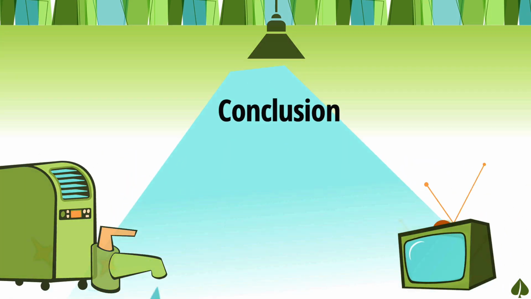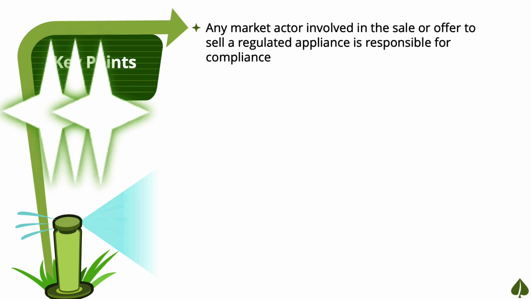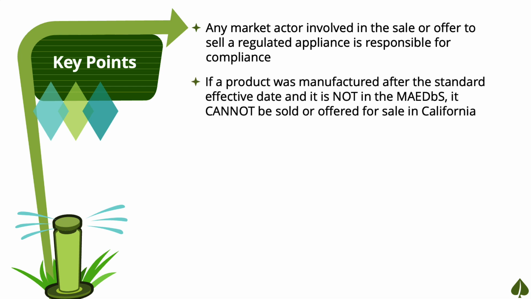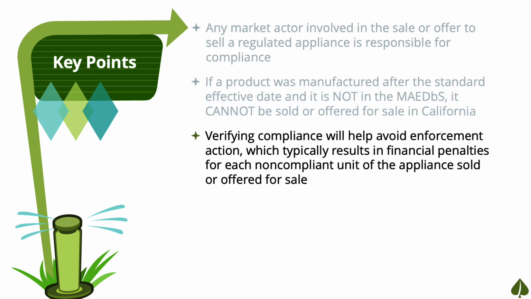In conclusion, any market actor involved in the sale or offer for sale of a regulated appliance is responsible for compliance. This includes retailers, distributors, installers, and contractors. All parties should verify compliance in order to avoid an enforcement action which can lead to administrative civil penalties for each non-compliant unit of the appliance sold. If a product was manufactured after the standard effective date and it is not in the MAEDbS, it cannot be sold or offered for sale in California.